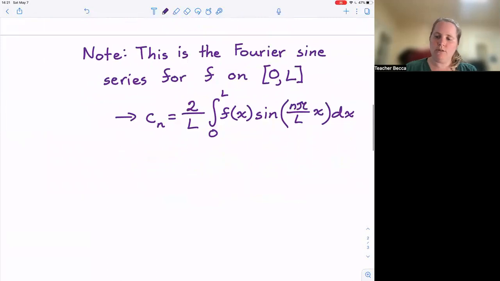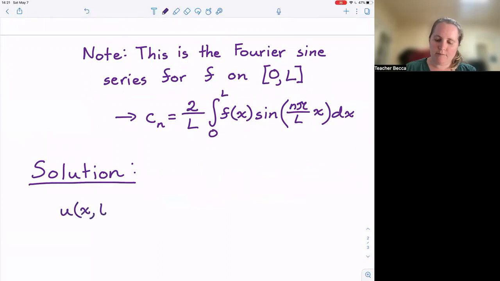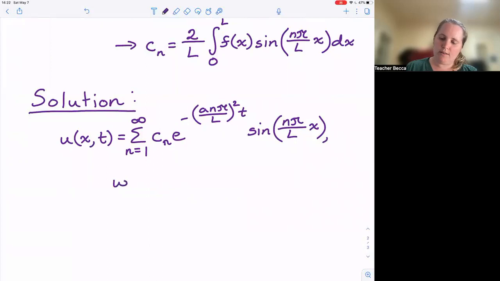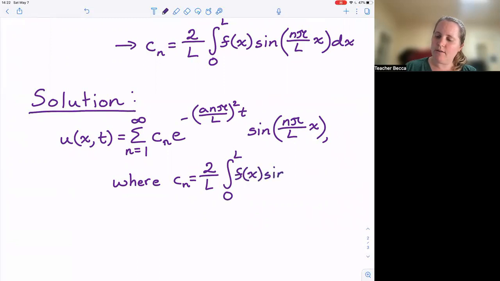And so we get that our c sub n are equal to 2 over L times the definite integral from 0 to L of f of x times sine of n pi over L x dx. And so our final solution is that u of x,t is equal to the sum from n equals 1 to infinity of c sub n times e to the negative a n pi over L whole fraction squared times t times sine of n pi over L x, where c sub n is 2 over L times the definite integral from 0 to L of f of x sine of n pi over L x dx.